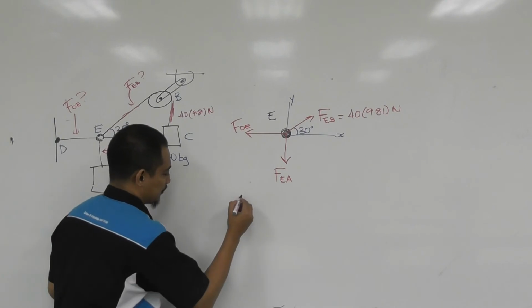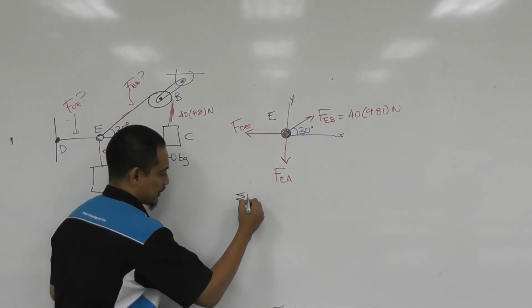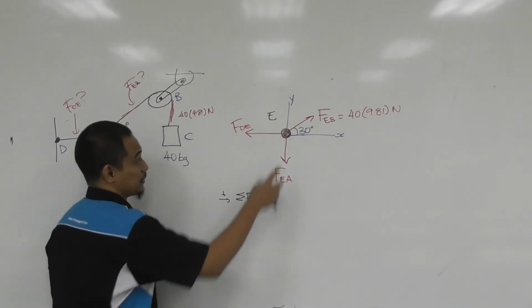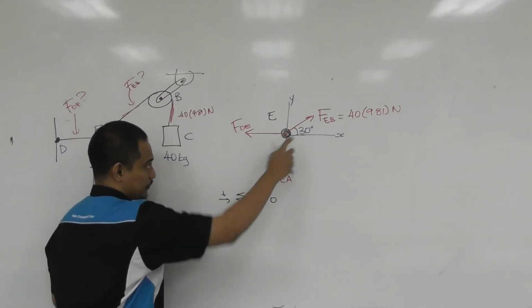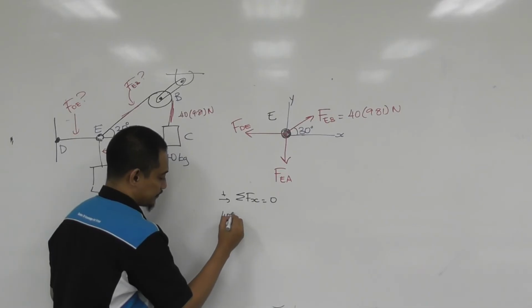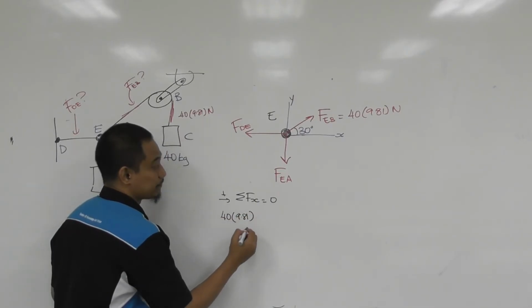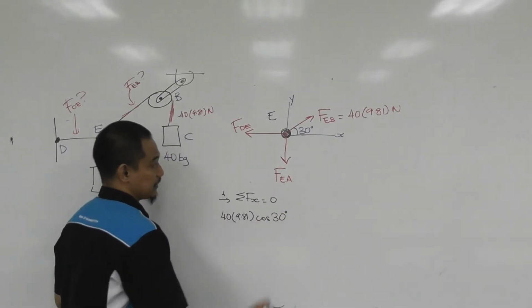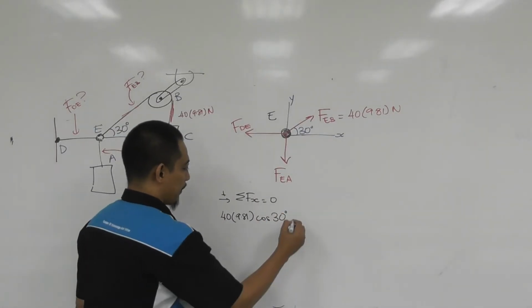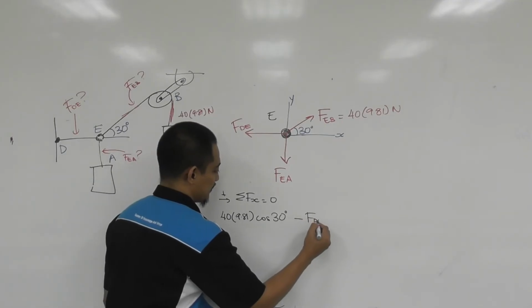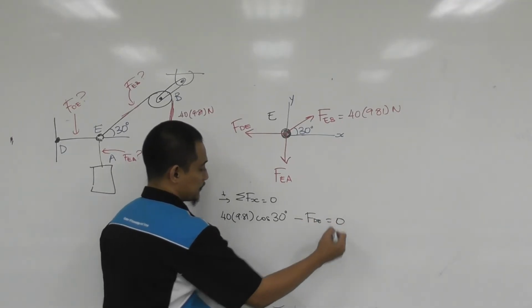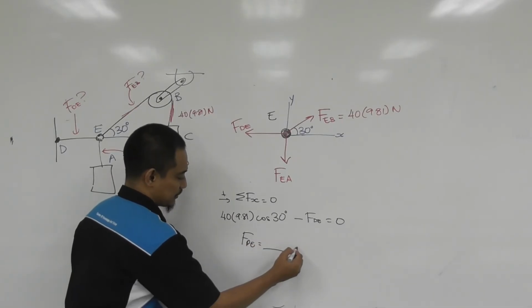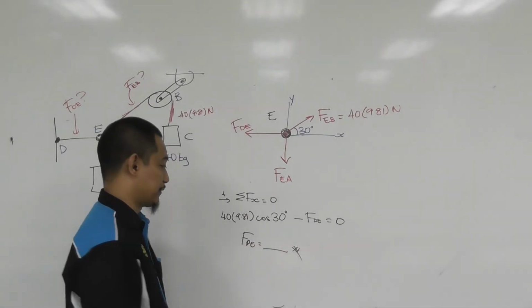All right. So we can do the equations of equilibrium. For example, we start with summation of Fx equal to 0. Let's say to the right is positive, so we have FEB, 40 times 9.81 cos 30 degrees, that is that one, minus FDE equal to 0. Then obviously you can calculate FDE straight away. So you solve that one.